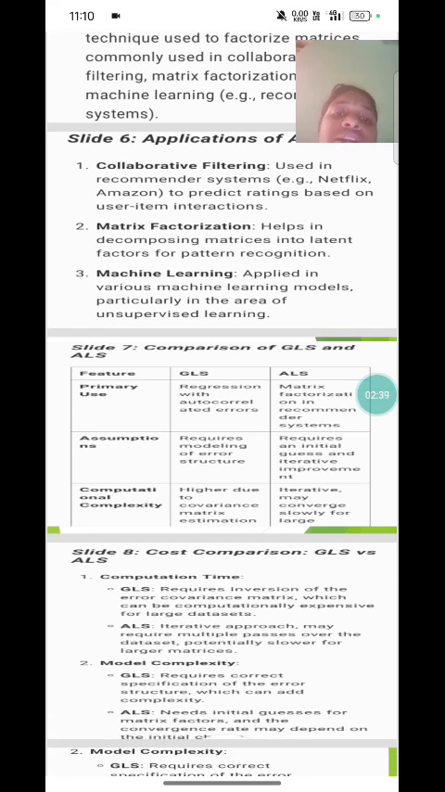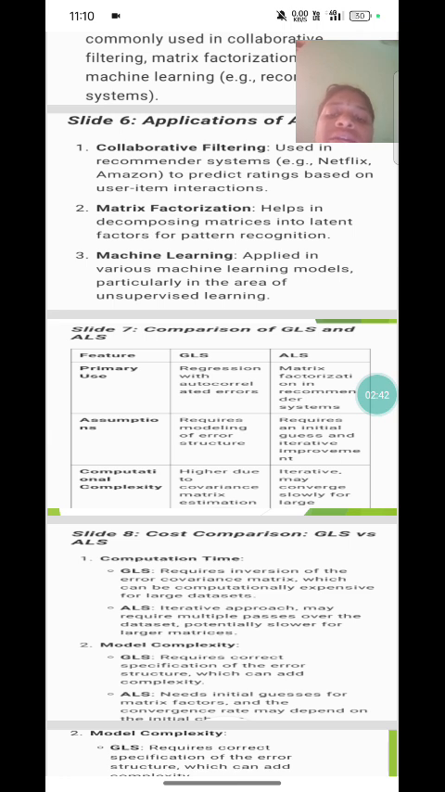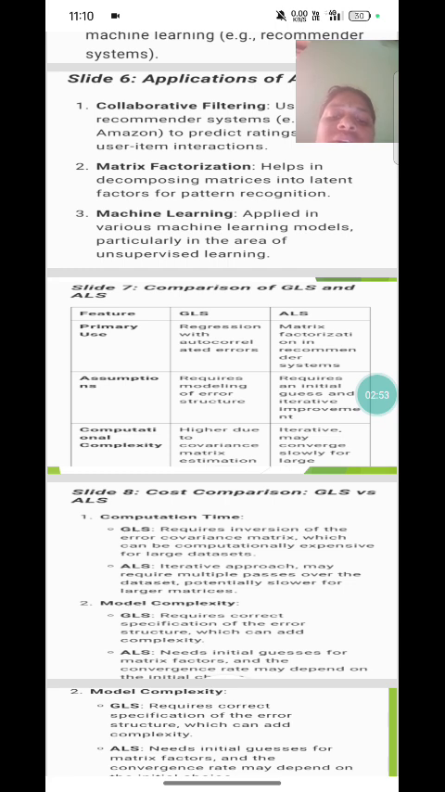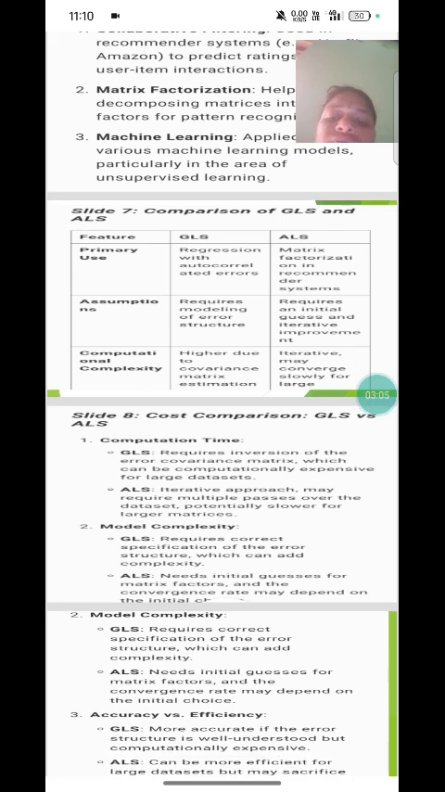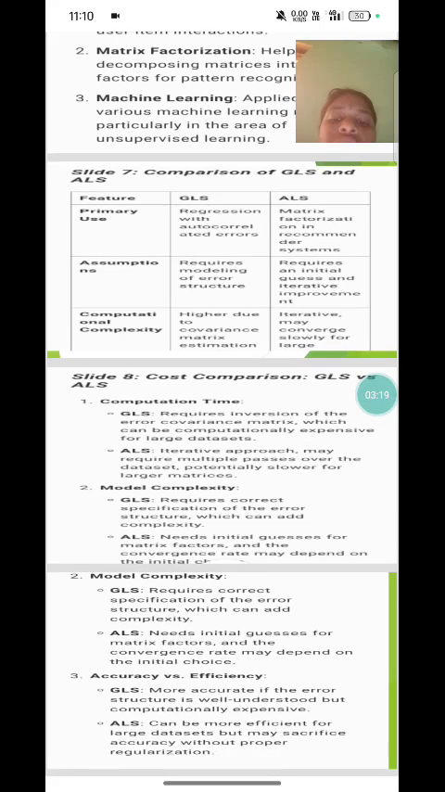Comparison of ALS and GLS. Features, ALS and GLS. Primary use: GLS is regression with autocorrelated errors; ALS is matrix factorization in recommender systems. Assumptions: GLS requires modeling of the error structure; ALS requires initial guesses and an array of models. Computation complexity: higher for GLS due to covariance matrix estimation; ALS is iterative and may converge slowly for large data.